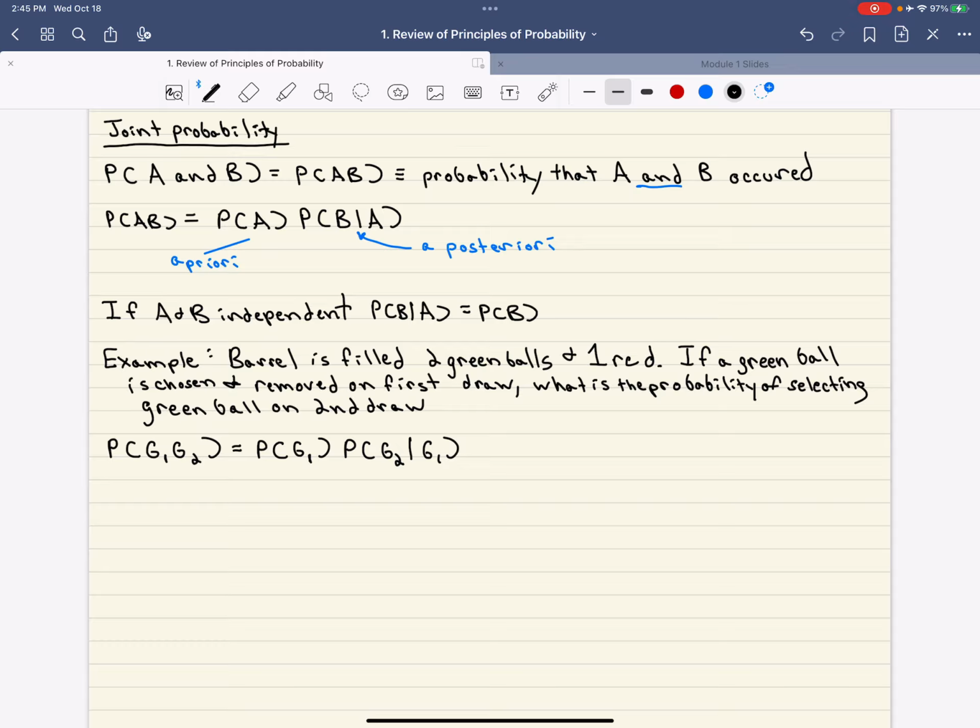And so let's think about this. Our barrel initially contains 3 balls. What's the probability, if there's 2 green balls and 1 red ball for a total of 3 balls, that we draw a green ball on the first try? Right? That would be 2 out of 3.